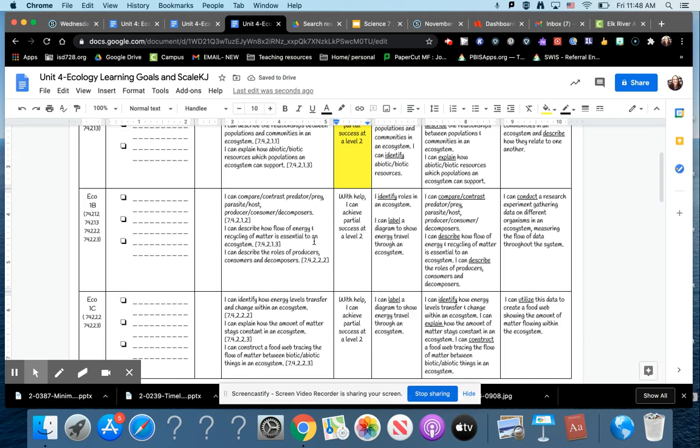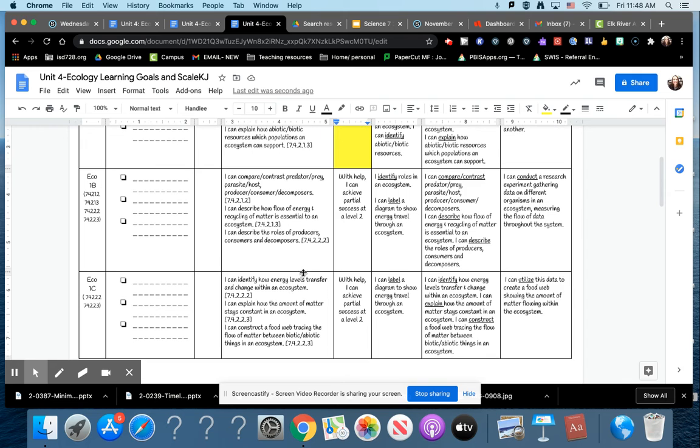Okay. Next one, Ecology 1B: I can compare and contrast predator and prey, parasite and host, producer and consumer, and decomposers. I can describe how flows of energy and recycling of matter are essential to an ecosystem. And I can describe the roles of producers, consumers, and decomposers. So pick which one you're at.